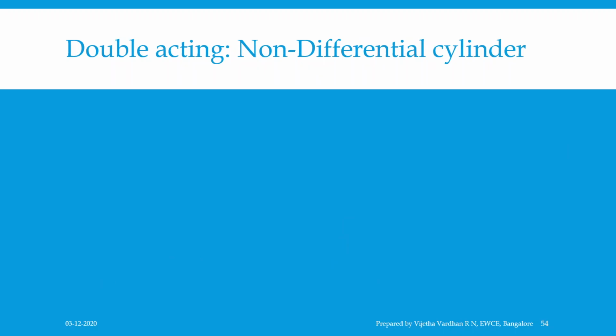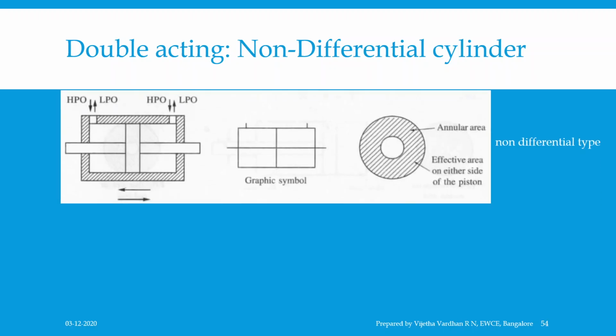Then coming to the non-differential cylinder, which is also called a through rod, which you can see in the figure, is the one that exerts the same force on either side of the piston surface due to the same fluid pressure. Now the effective area will remain the same on the head end and the rod end, because there is no head end here, which you can observe in the figure. And this can be achieved by providing piston rods of the same diameter on either side of the piston surfaces. The same thing is shown in the figure, and this concept is called a non-differential double acting cylinder.